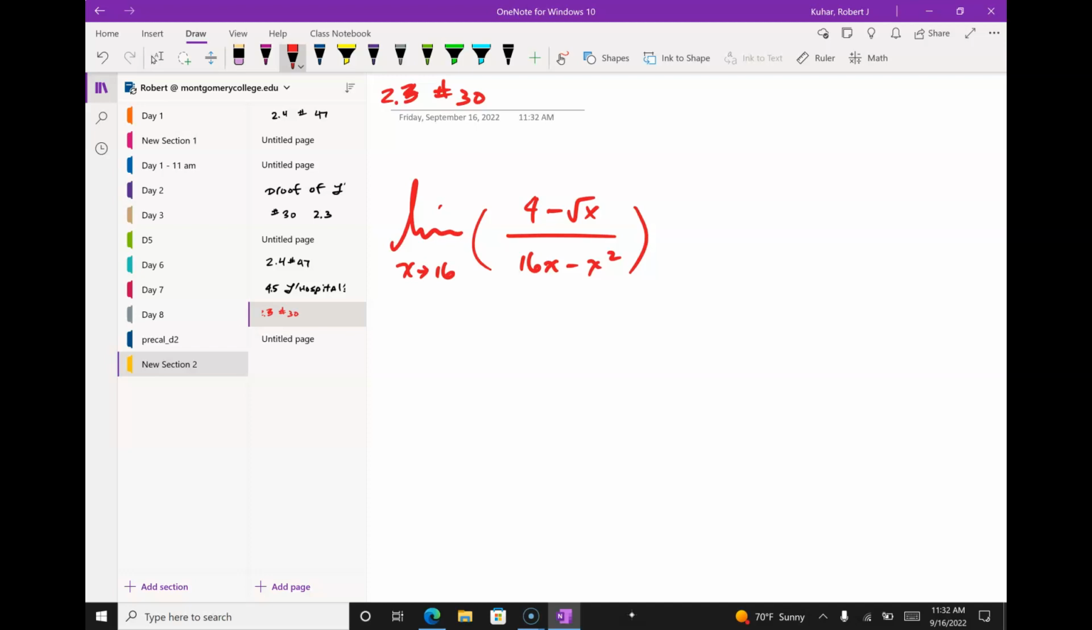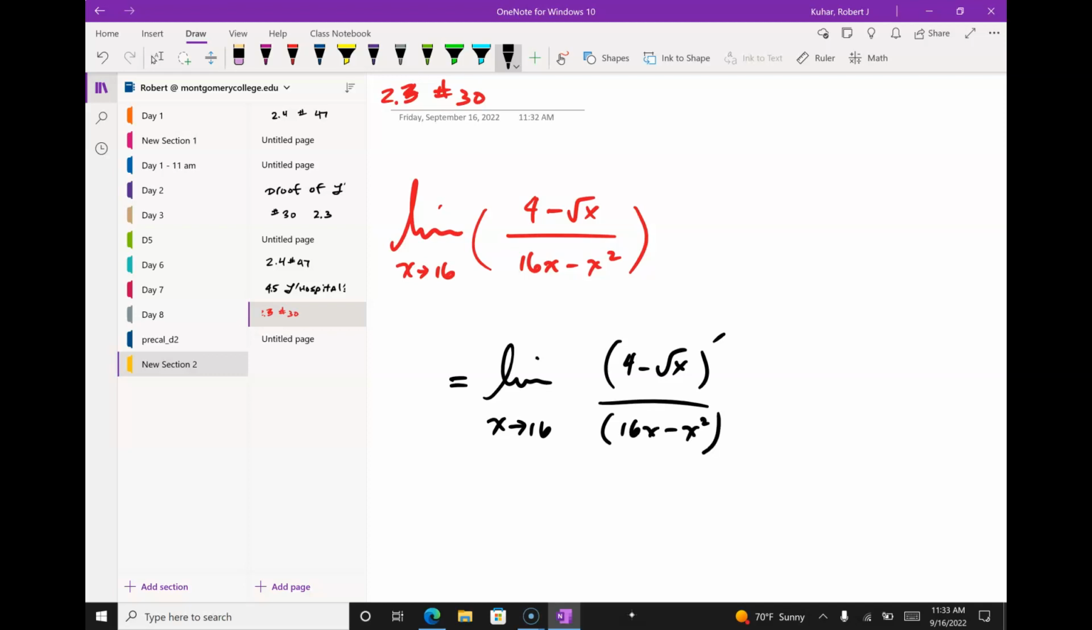So now I know, even though I didn't prove it yet, I will in a minute, I can use L'Hopital's rule to get this limit. So I'm going to write the limit as x goes to 16 of (4 minus square root of x) prime over (16x minus x squared) prime. I'm going to take the derivative of the numerator, take the derivative of the denominator, and reevaluate the limit.